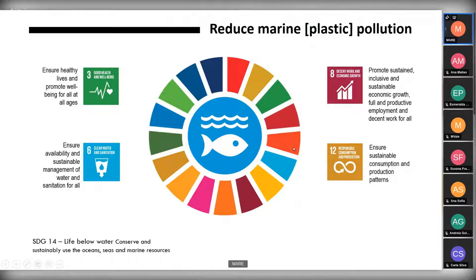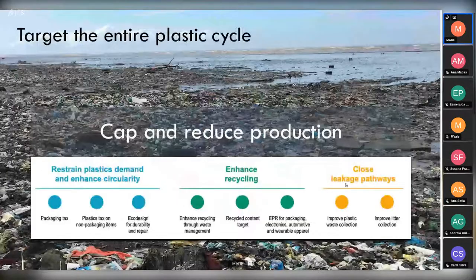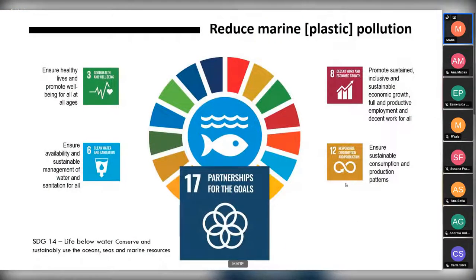You also need to promote inclusive and sustainable economic growth, because pollution, as I said before, is associated with poverty, and people who live on waste, waste pickers. This should end; there should be a better way of living. And when you reduce plastics, you are also achieving sustainable consumption and production. And this is probably the most important of the goals, because to solve this problem we need partnerships. We cannot do it alone. It's impossible, because it's a problem where everyone is guilty. Everyone has to take part in the solutions.